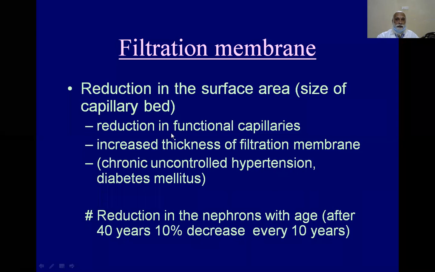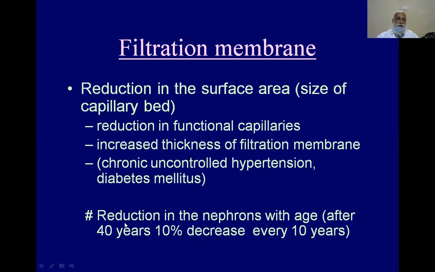So that will reduce the filtration, or increase it if things are simply passing through the membrane, through the barrier. Increase the thickness of the filtration membrane: if thickness is increased, then the filtration will be less. Then chronic uncontrolled hypertension and diabetes mellitus can bring about this kind of change.